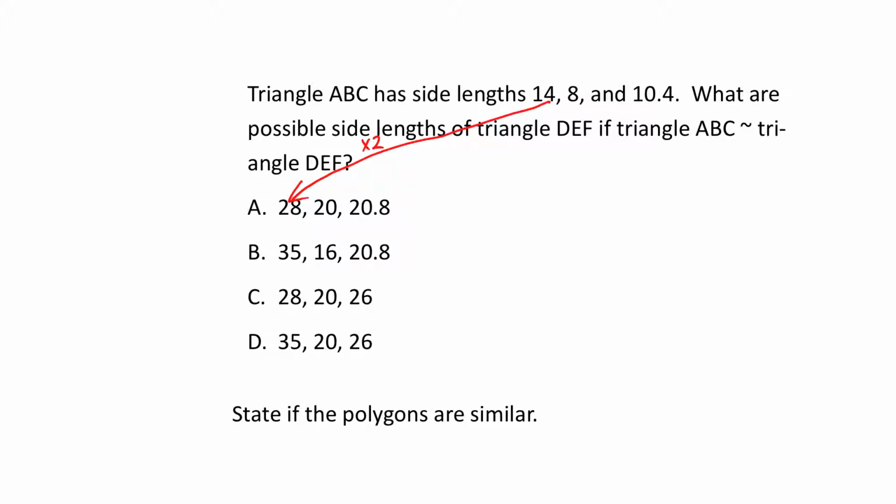Now, if it's going to be similar, all the other sides have to scale by that same number. So if you scale 8 by 2, what do you get? 16. You get 16. Whoops, sorry, not 20. So is the one up here and the one in A going to be similar to each other? No, because the first one scaled by 2 and the second one's going to scale by something more than 2. So these two are not similar to each other.